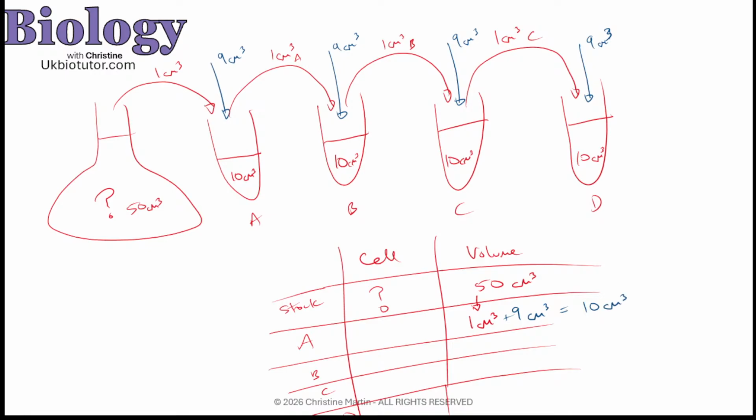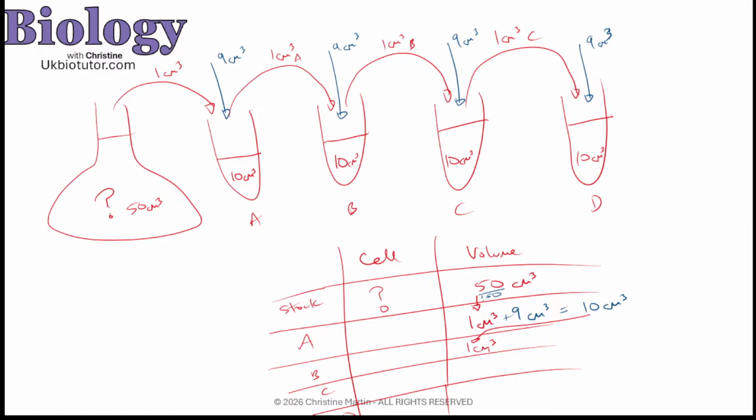So my volume is 10 centimeters cubed. How have I got 1 centimeter cubed out of the 50? That would be where I have divided 50 by 50 to give me 1 centimeter cubed. Just bear with me when I do this, okay? So I've divided 50 by 50 to give me 1, and now I have got 1 centimeter cubed in 10 centimeters cubed. Now I'm going to take 1 centimeter cubed of this to go into B.